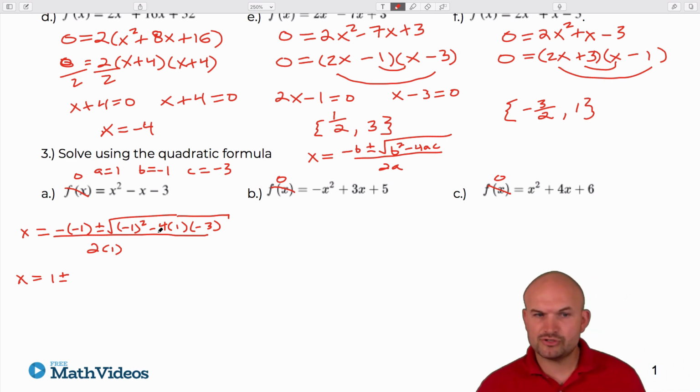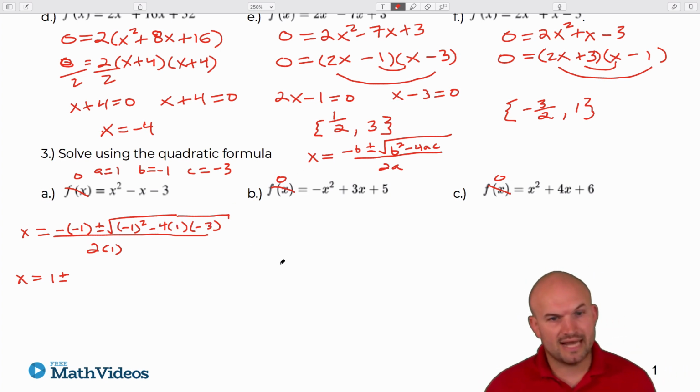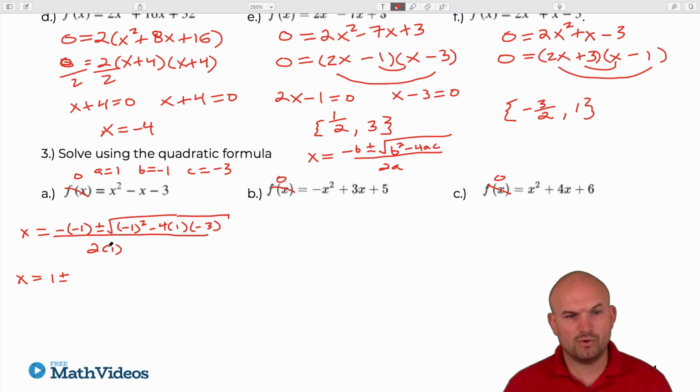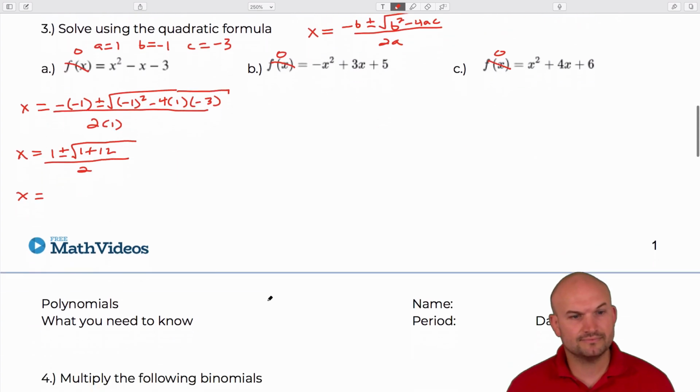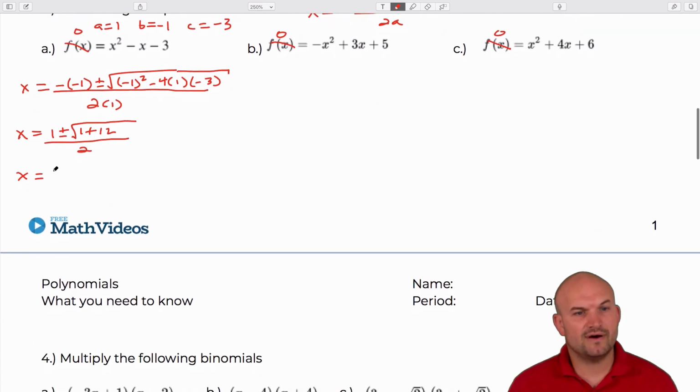Now these are sometimes tricky. Just go from left to right. -4 times 1 is -4, times -3 is going to be a positive 12. So it's going to be the square root of 1 plus 12, all over 2. And then if we just simplify that under the radical, we would have 1 plus or minus the square root of 13 over 2.